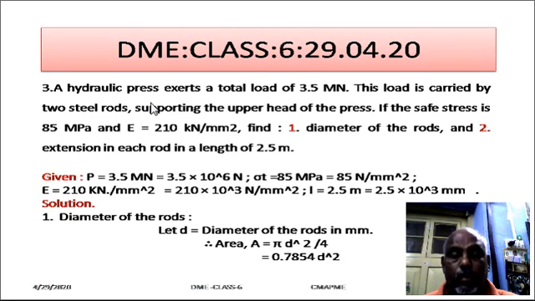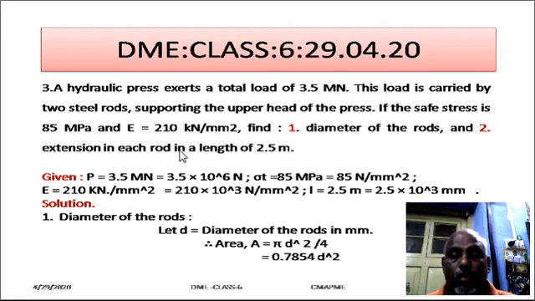Now the third problem. A hydraulic press exerts a total load of 3.5 meganewton. The load is carried by two steel rods which support the upper head of the press. If the safe stress is 85 megapascal and Young's modulus is 210 kN per mm square, find 1. the diameter of the rods, 2. the extension in each rod in a length of 2.5 meter.